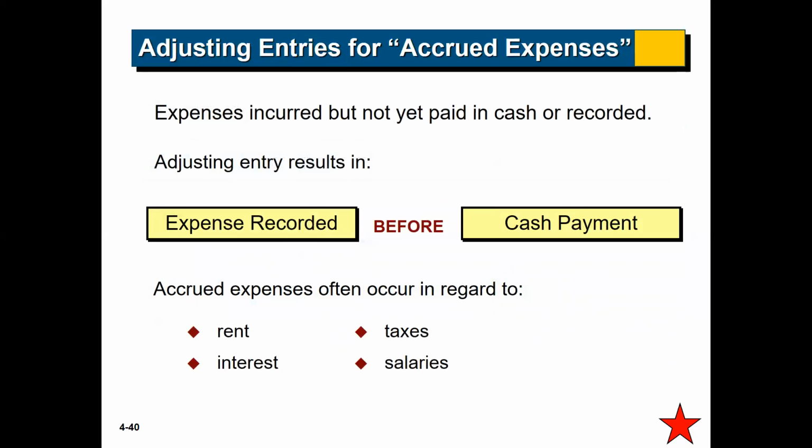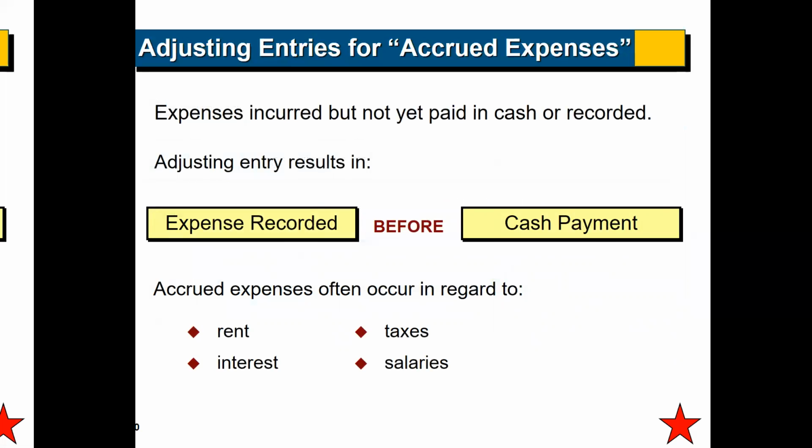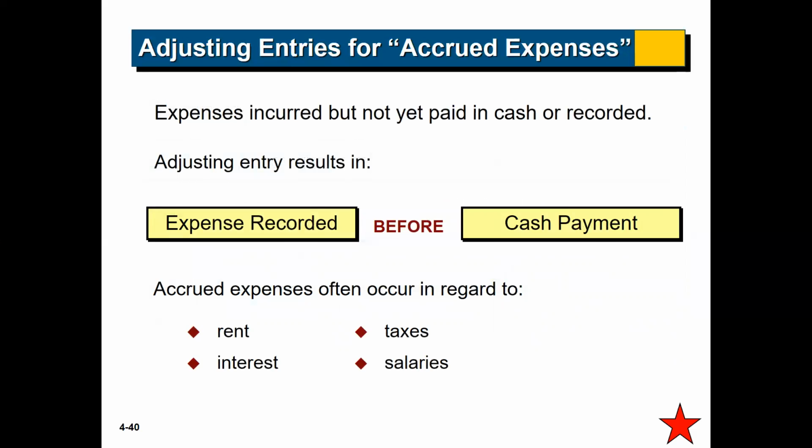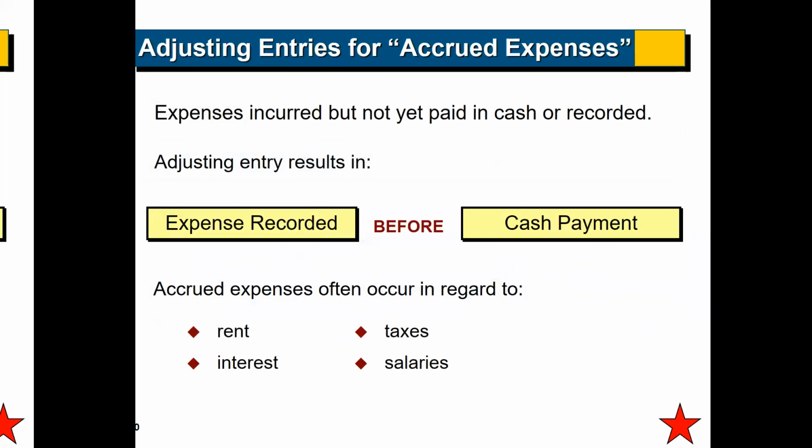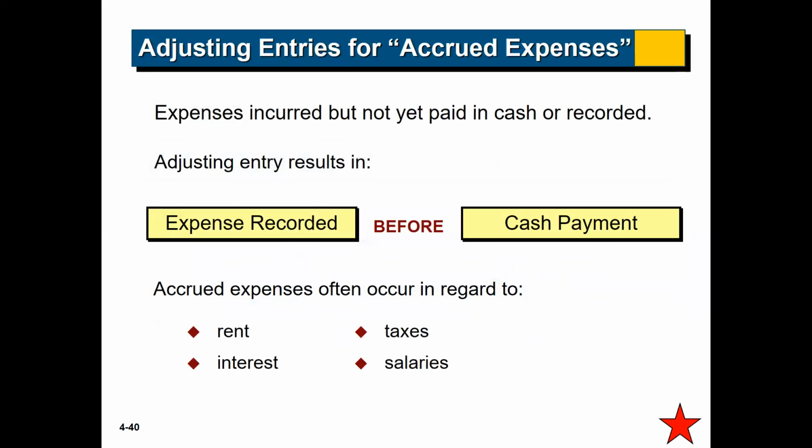Okay, the next one is for accrued expenses. These are expenses that you have to pay before you actually make the payment. So we have rent, taxes, interest, salaries. These are the kinds of things that occur all the time. And normally through daily interaction, you post them into your system and then you pay them later. So you get a bill in the mail for the electricity and you post it in your system, and you debit utilities expense and you credit utilities payable or accounts payable on a regular day-to-day journal entry.